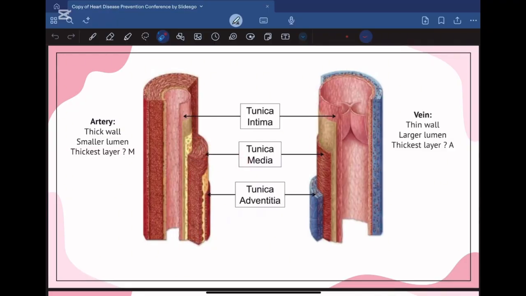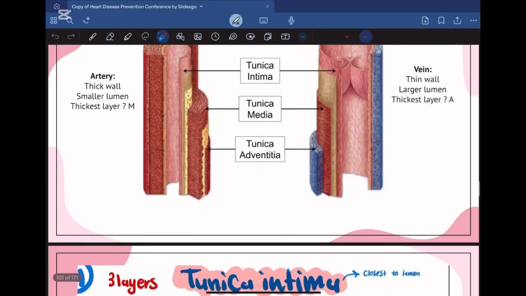Comparing it to the veins, they have a very large lumen and a very thin wall. What is the thickest layer? It will be the tunica adventitia, as we can appreciate here. Moving on, now we'll discuss each layer. What is the important stuff in each layer?